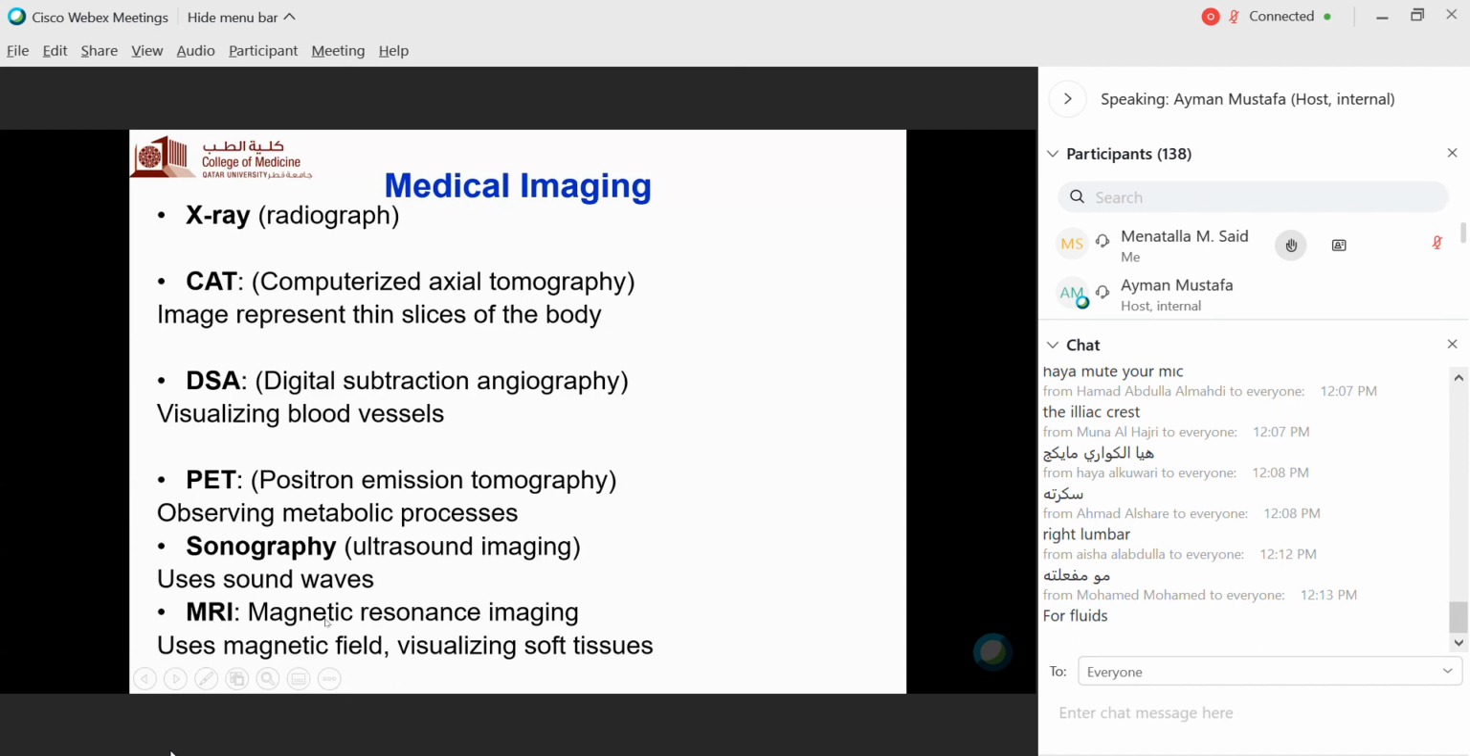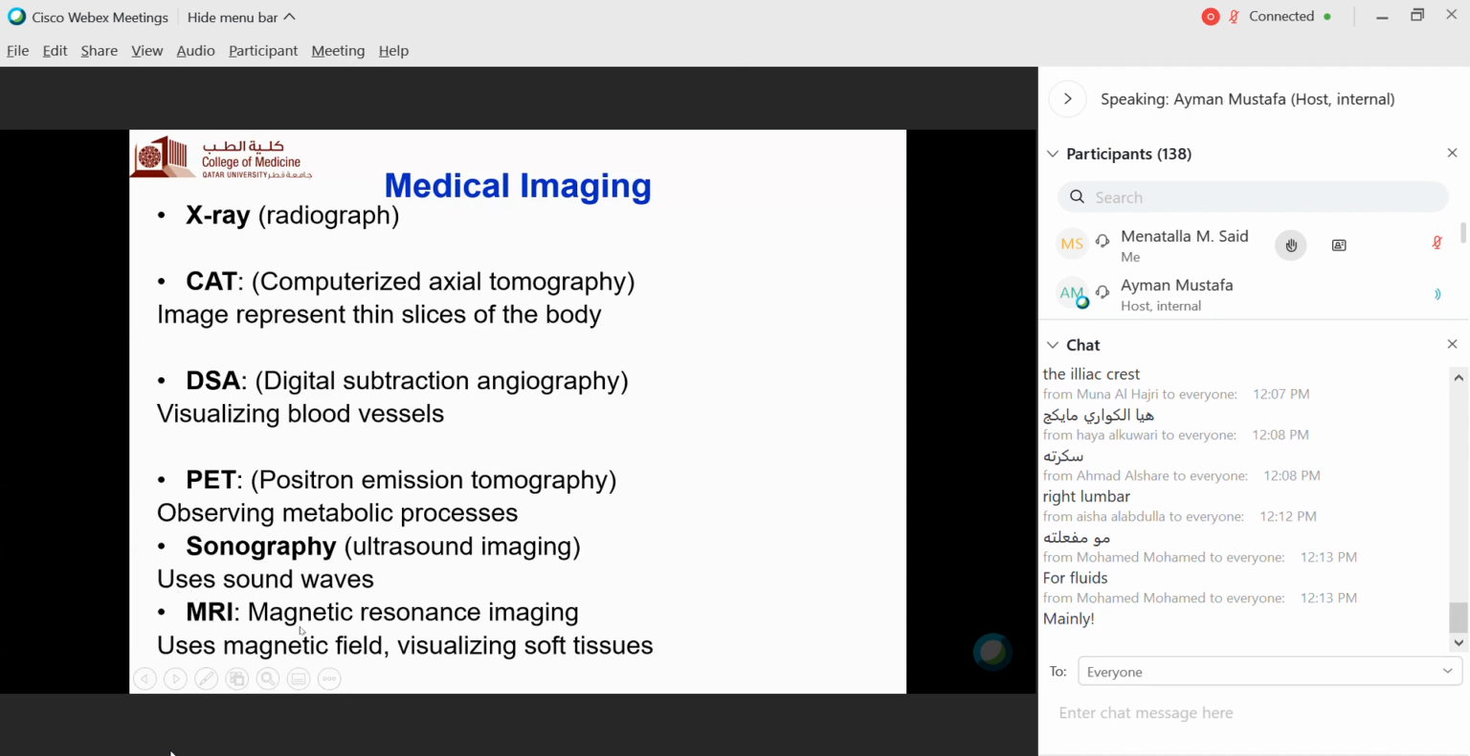MRI, magnetic resonance imaging. This technique depends on using magnetic fields, and these magnetic fields will generate images of soft tissues. So if you want to look at the brain, or at internal organs like the liver, the stomach, you use MRI. Okay?